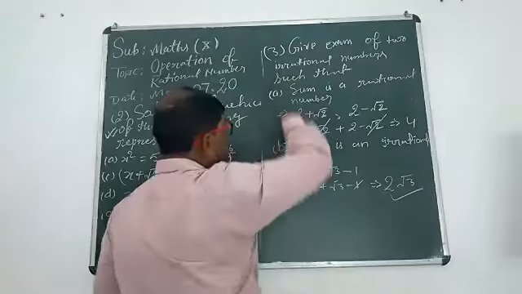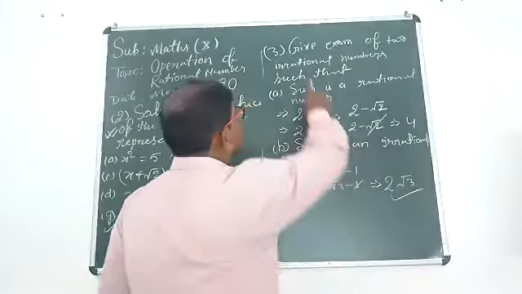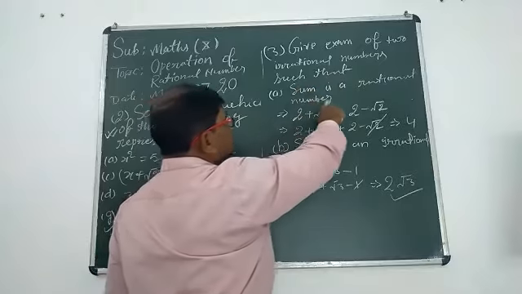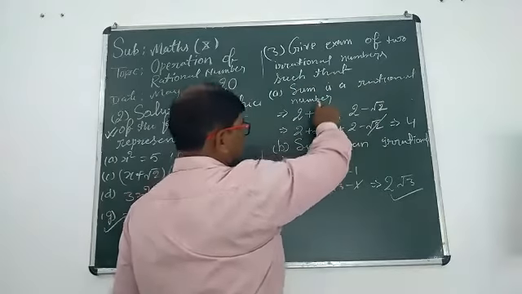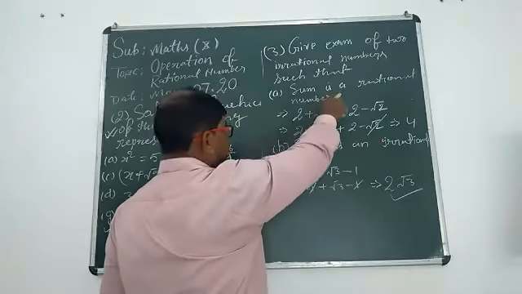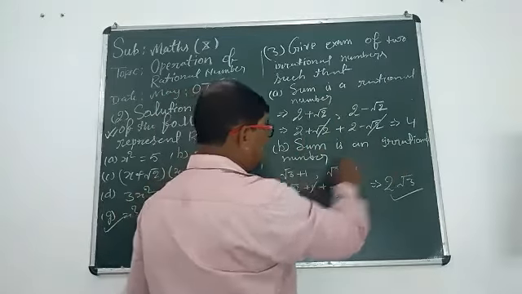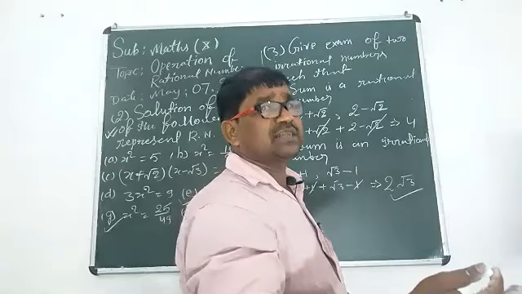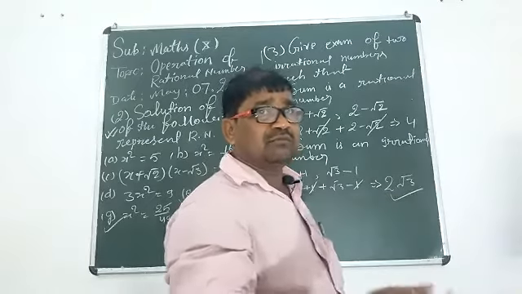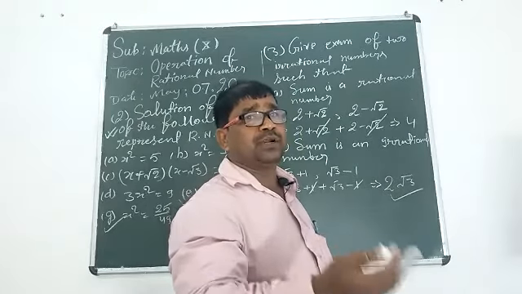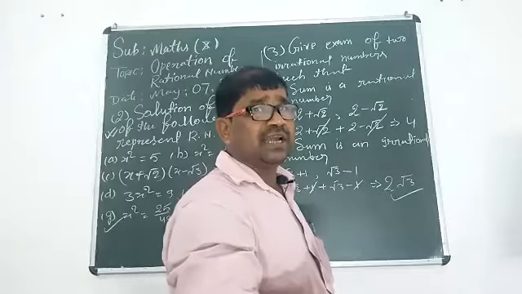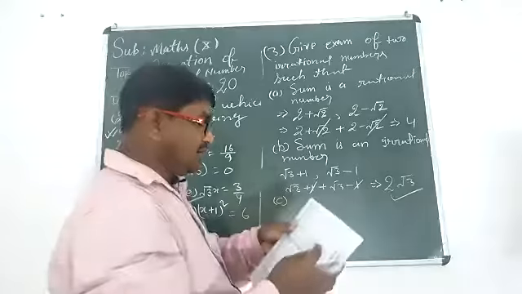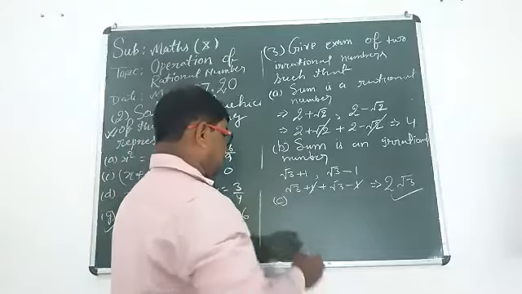Now think about these two questions once again. Give an example of two irrational numbers such that the sum is a rational number, and such that the sum is an irrational number. In this way, you can give the example, either sum or difference or product or quotient. I am giving you two more questions. See. Difference is a rational number.